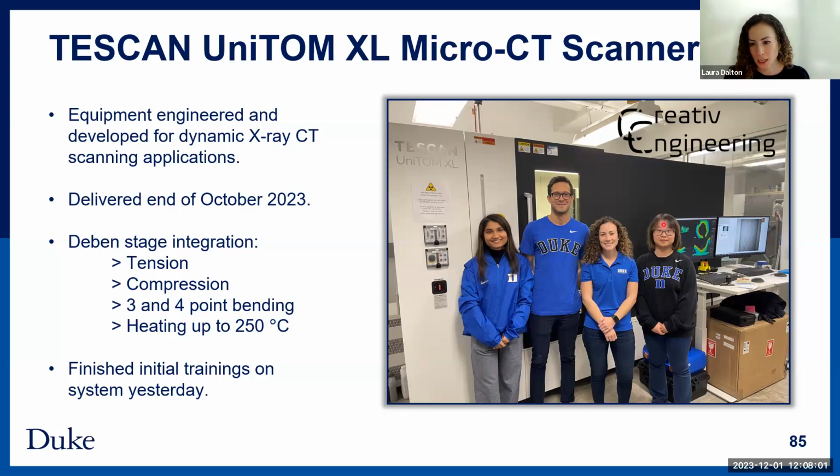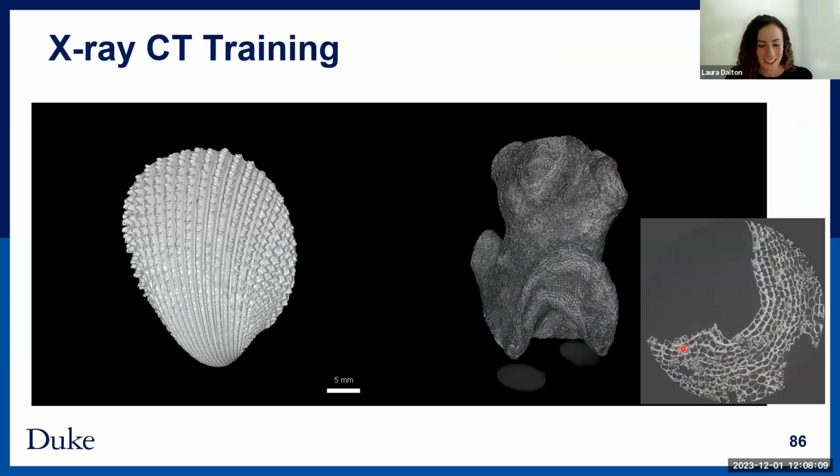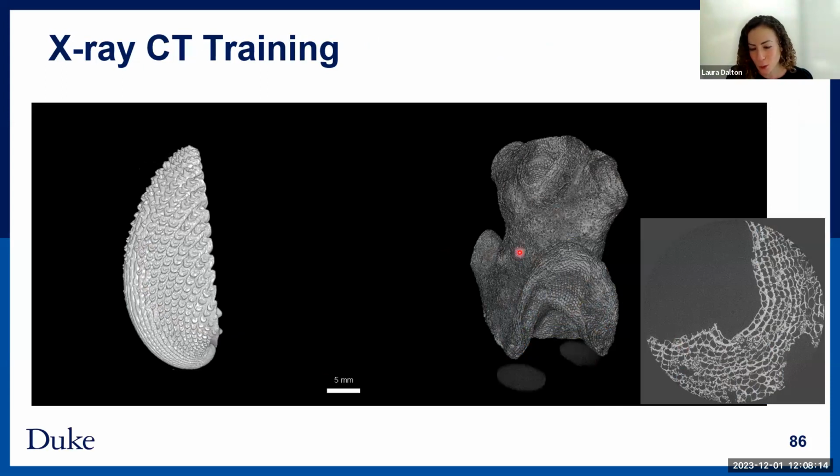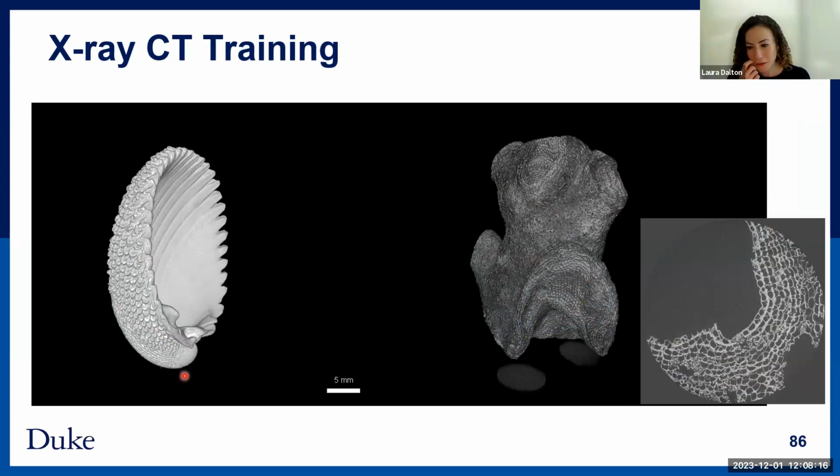And this is my group. Sonia, Kai, and Emma are my 3 PhD students, and this was just after our training. We're slowly but surely learning a lot. These are just some practice scans they've done. This is a piece of coral. This is just a seashell.